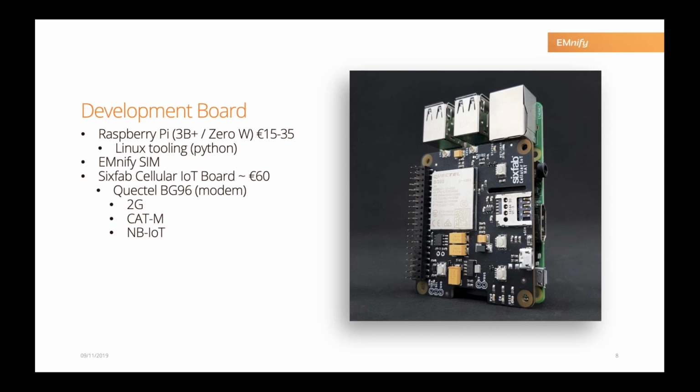Of course, we're going to be using an Emnify SIM for cellular connectivity. And we have the 6Fab cellular IoT board. This is about 60 euro. The modem that we have is the BG96, and this is one of the most popular modems on the platform. There are a lot of certifications that it has. It can operate on a lot of different bands, which makes it very good for roaming internationally.